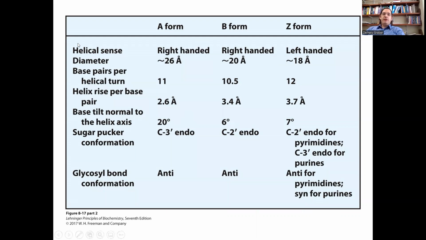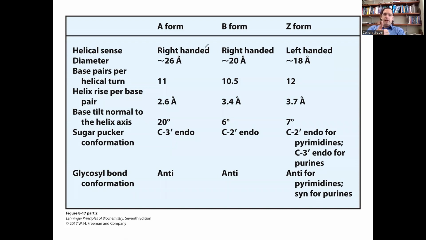The differences between these forms become more apparent if we look at the key parameters for each of these different helices. You'll notice, first of all, we actually have a different handedness to our helices. So our A form and B form are right-handed. Remember from our talk about proteins that this refers to the direction of the curling of our helices.